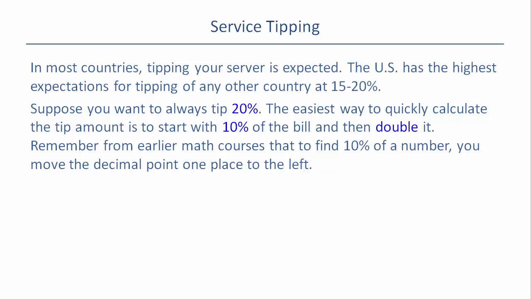The easiest way to calculate the tip amount is to start with 10% of the bill and then double it. Now, you could also just double it and then take 10%, right? You can do it in either way. But yes, that's very easy if you want to do 20. And if you want to do 15, the same works. Take 10% of the bill and then whatever that amount is, take half of that and add it back in, right? That'd be the next 5%.